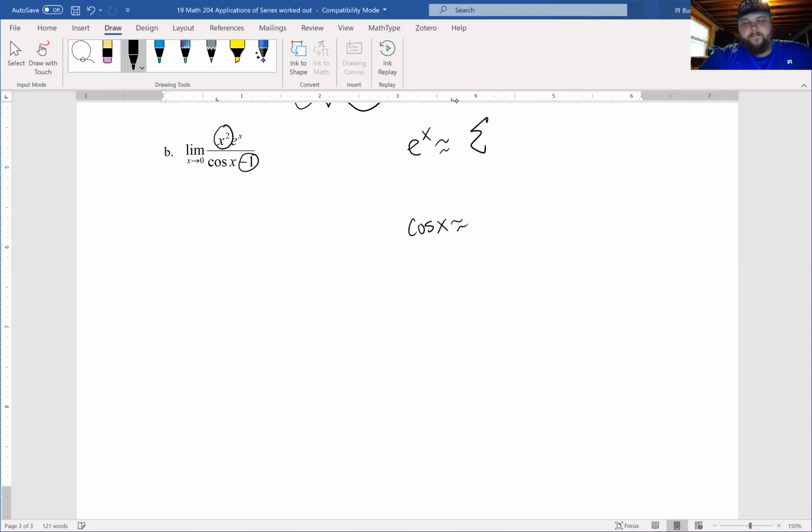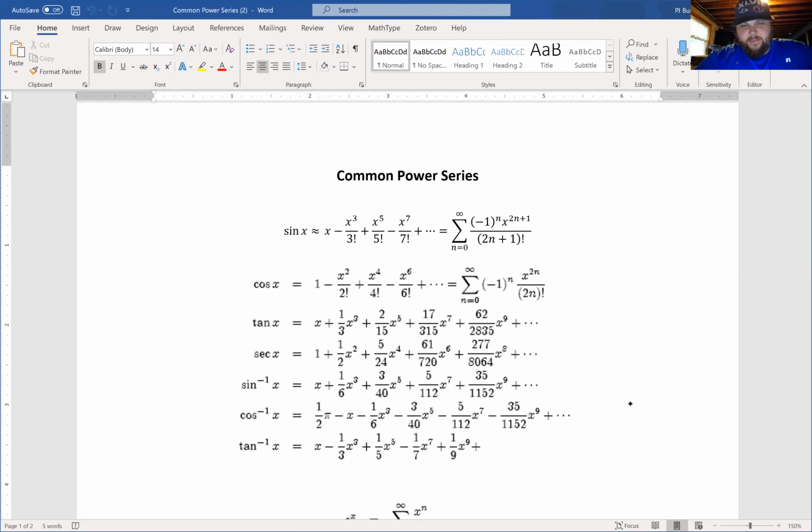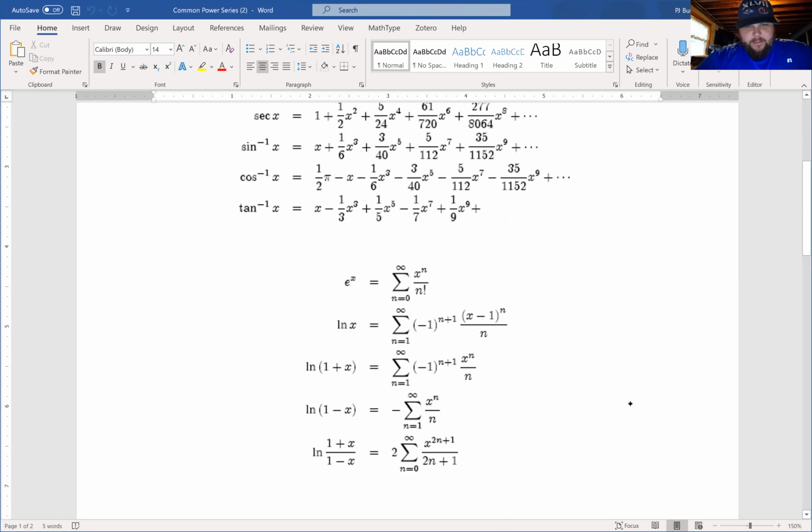Well, e to the x is the sum from n equals 0 to infinity, x to the n over n factorial. And cosine should be x to the 2n over 2n factorial times -1 to the n. So let's check that. So cosine is -1 to the n, x to the 2n over 2n factorial. So we got that. And then e to the x right here is x to the n over n factorial. So it looks good. We chose the correct terms or closed forms.